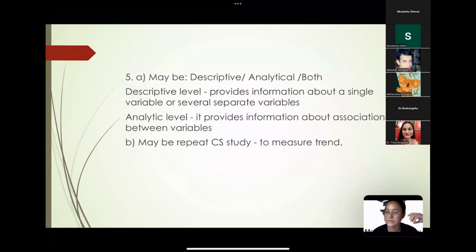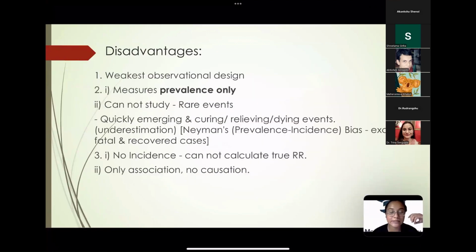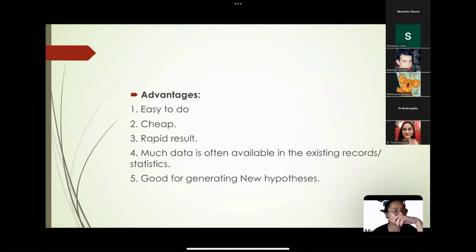Now tell, what are the advantages and disadvantages of this? Advantage: it is often easy to do, cheaper, and gives rapid results because we are doing it in a very short time. Much data is often available in the existing records or statistics, and it is good for generating new hypotheses.